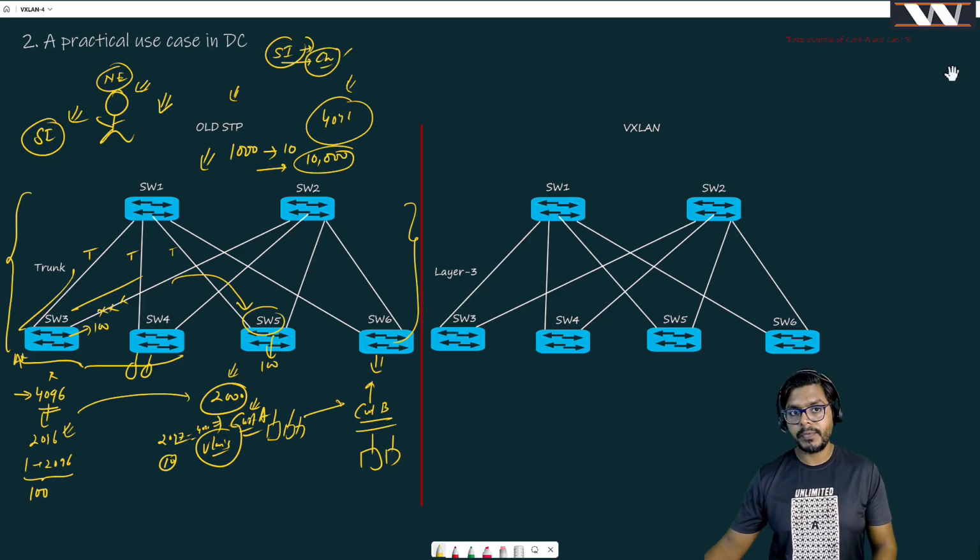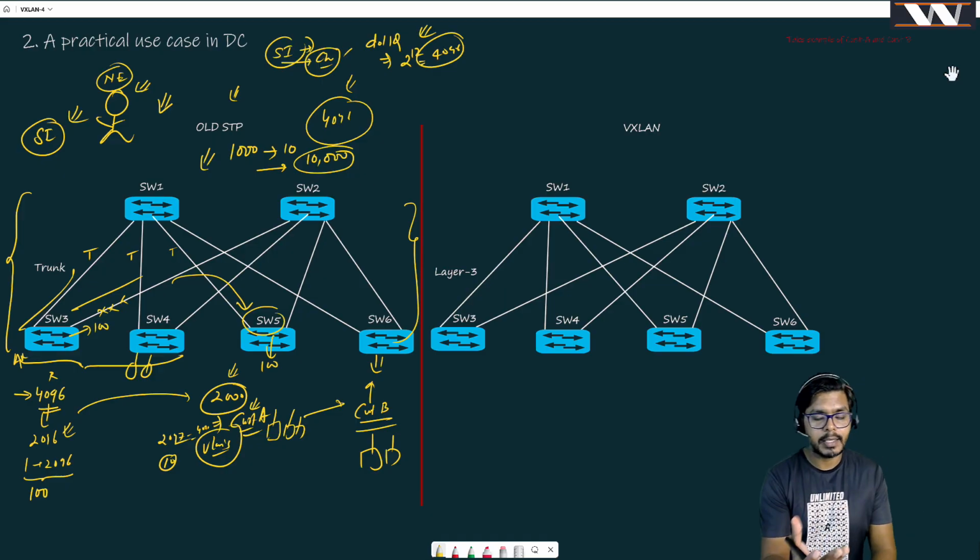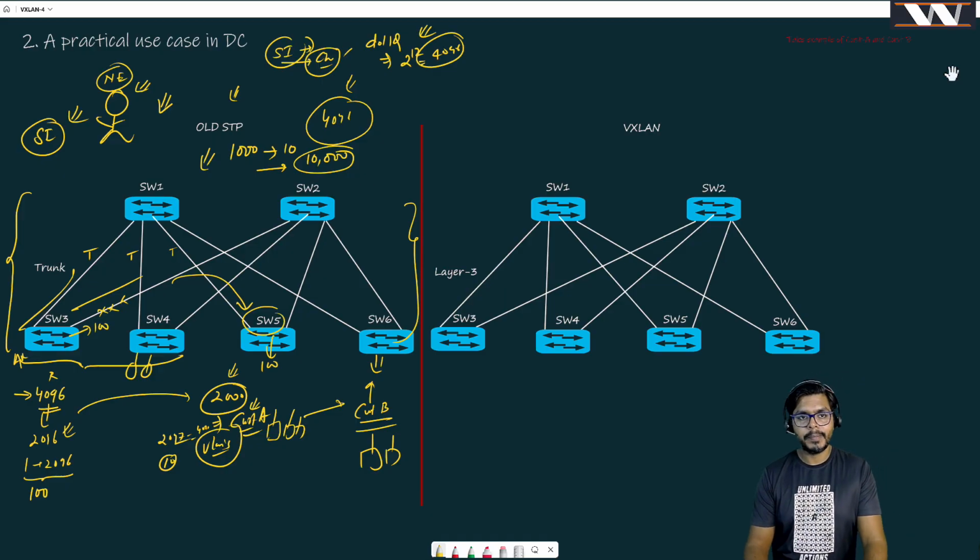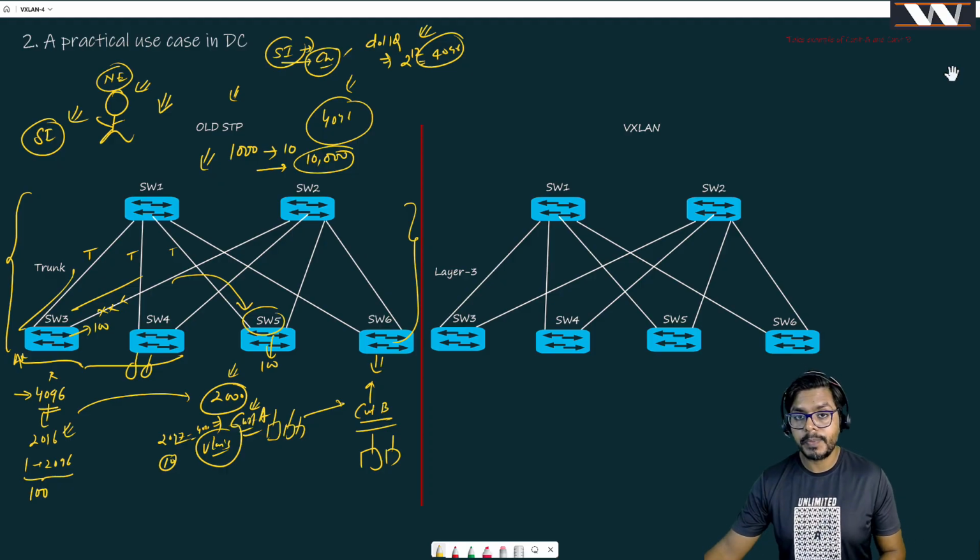Who thought at that point of time when they were building the .1Q header that in coming time 2 to the power 12, meaning 4096 VLANs, are going to be less? But we are seeing it right here, right now, right? 4096 VLANs are not enough. Now let's see. And remember the knowledge of the previous two boards. If you know them, you can solve this problem.